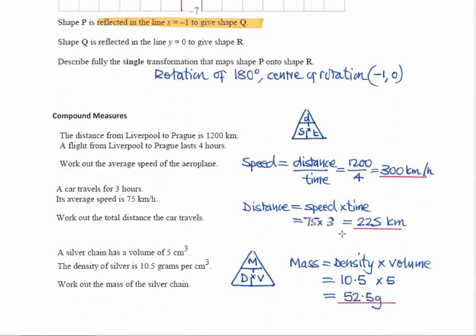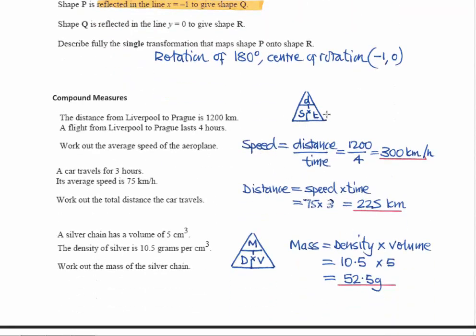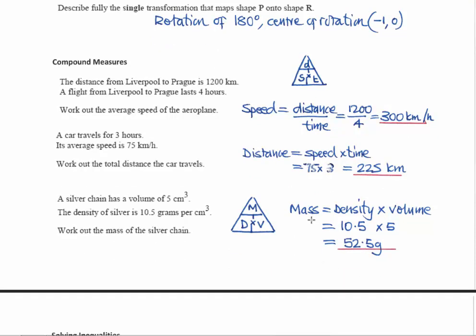Okay. Here are your compound measures. So remember your formula triangles. Distance is speed times time, and now you can find out each of these things just by covering up what you need to know. So here are your answers. Speed is distance divided by time. Distance is speed times time. And mass is density times volume. And so you've got the answers there. Okay, it's just a matter of using your formula triangles.